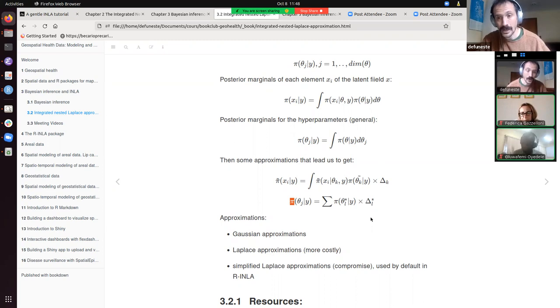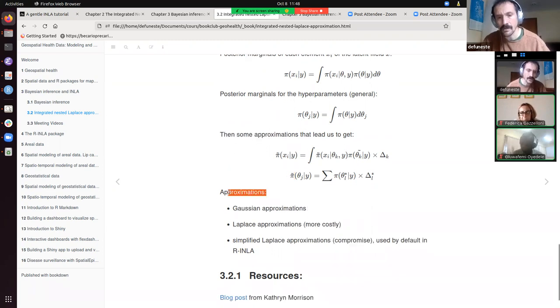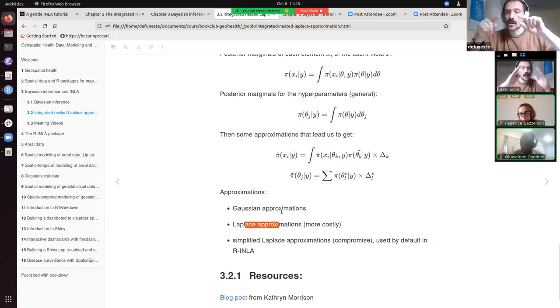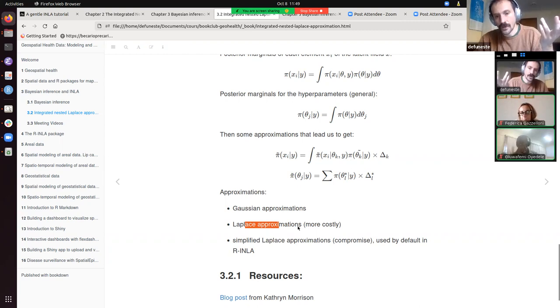Okay. I do not claim that I can explain it, but something else that we will use later is that you have three ways of doing approximation. Either you do a Gaussian approximation, or you do a Laplace one, which is more costly but apparently takes into account a possible skewness in the distribution. So a Gaussian approximation, I assume, uses the normal distribution and is symmetric, so you basically have the same on both sides. Apparently the Laplace approximation allows you to have a distribution that tends more to the right or left side. And by default, INLA also offers a simplified version of the Laplace approximation. It's just used by default.